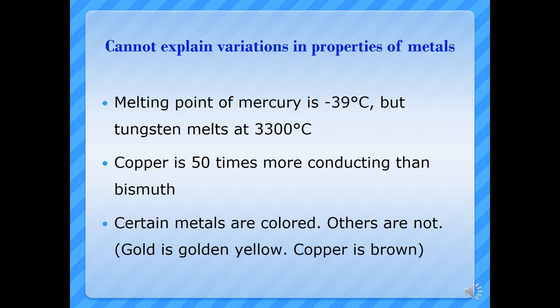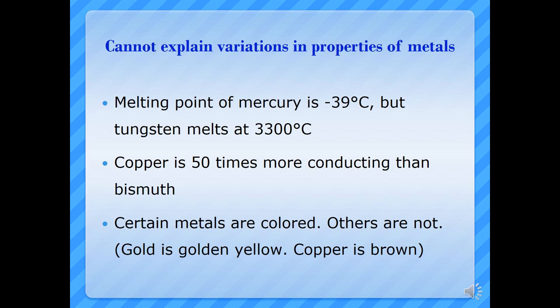Also, we know that some metals are colored. For example, gold is golden yellow in color, and copper is brown in color. But there are various other metals which do not have any kind of color. Why this kind of variation occurs cannot be explained using free electron theory.